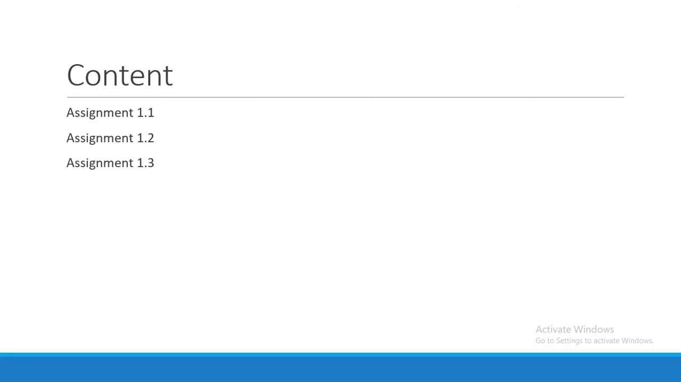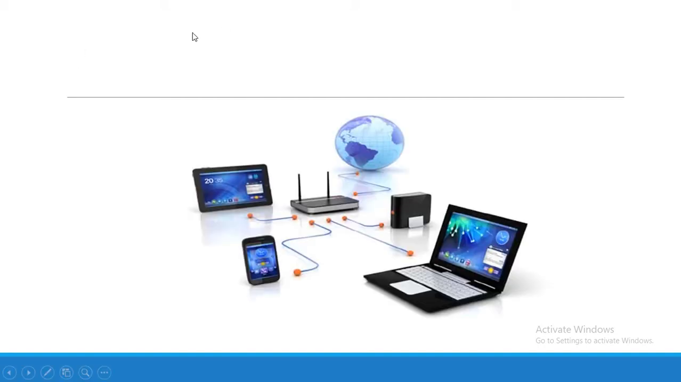Now let's move to the content. In my video, I'm going to explain assignment 1.1, 1.2 and 1.3. In my assignment, I have written answers for network communication related questions such as those related to protocols, standards, standard bodies, layered architectures, and also about error detection and error correction, and how the data is transferred via signals. In my video, I'm going to explain all the answers, the summary of my assignment.